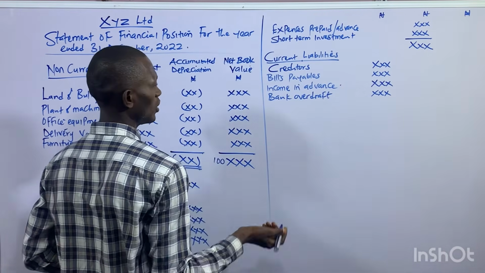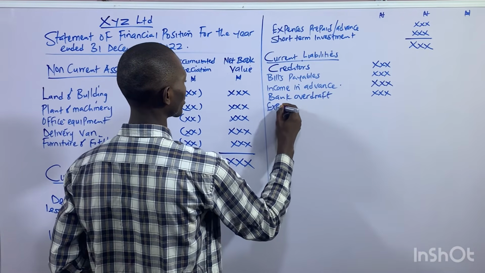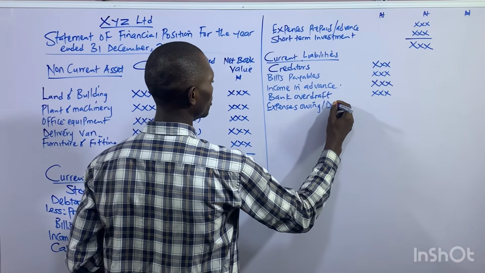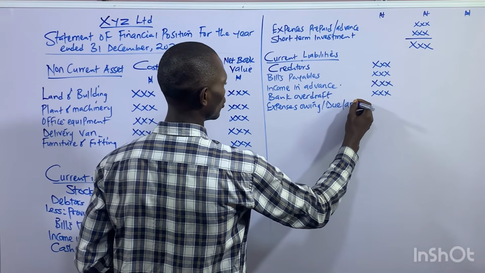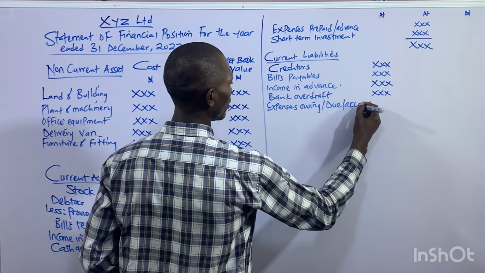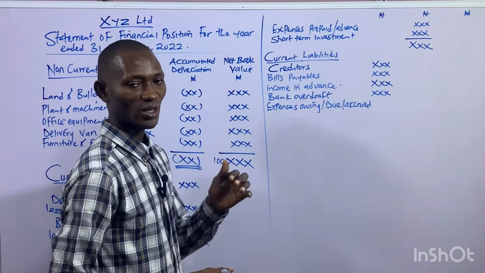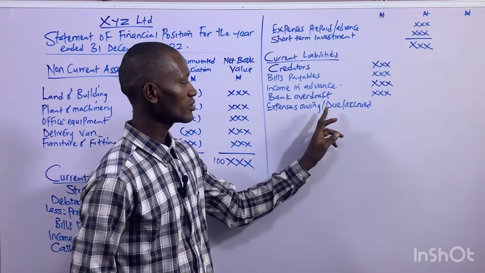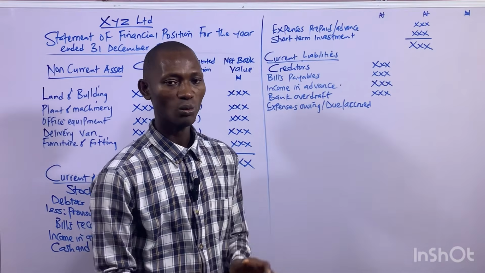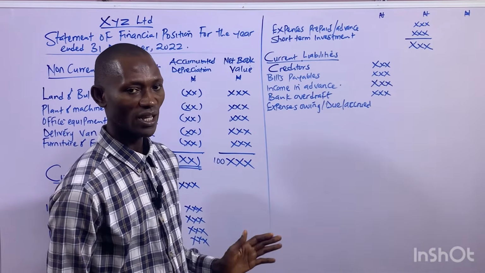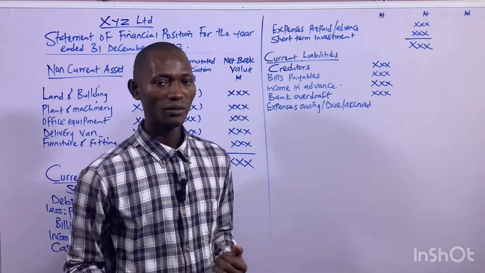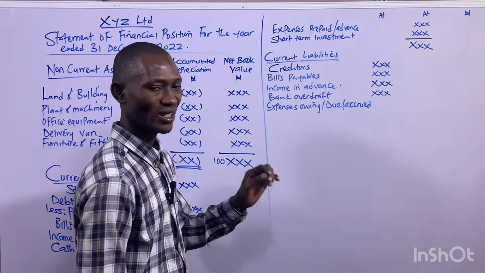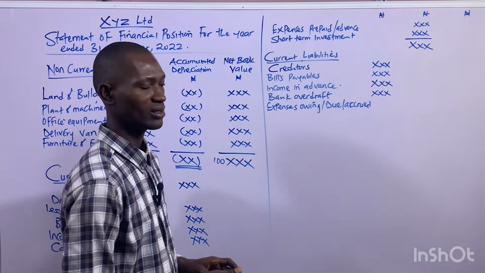Then we could have expenses owing, or expenses due, or expenses accrued, or expenses outstanding, or expenses in arrears. All these are the same: owings, due, accrued, outstanding, unpaid, arrears. It means you have enjoyed the benefits, but you have not paid for those expenses. So it's a liability, a component of current liability.